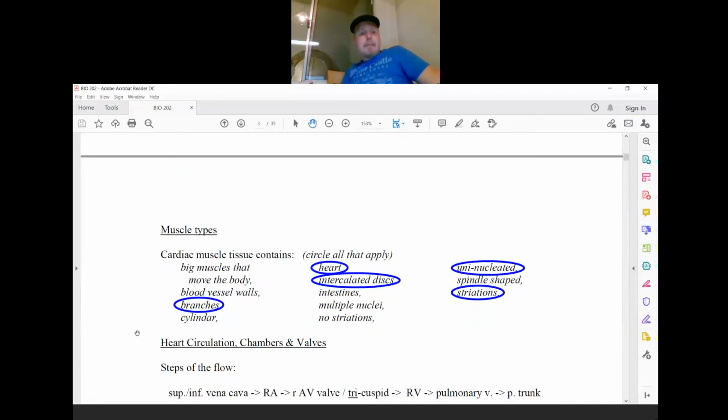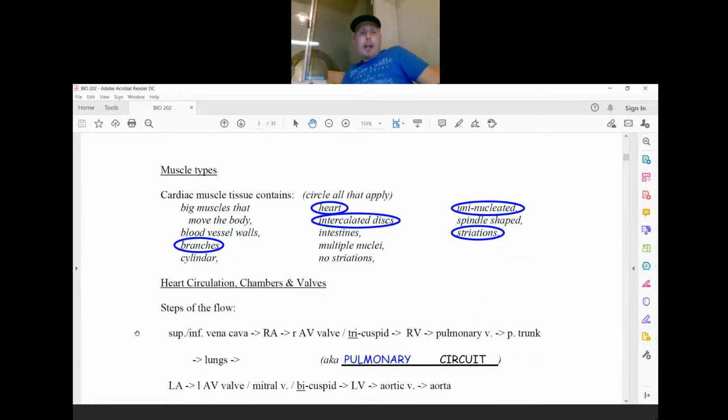The next page lists quite a few different characteristics that could apply to one or multiple of the muscle tissue types that we've learned. We learned in the very introductory biology classes that we've got skeletal muscle, we've got smooth muscle, and then we had cardiac muscle. And of course, in the case of the heart, we're now going to be looking at the cardiac muscle.